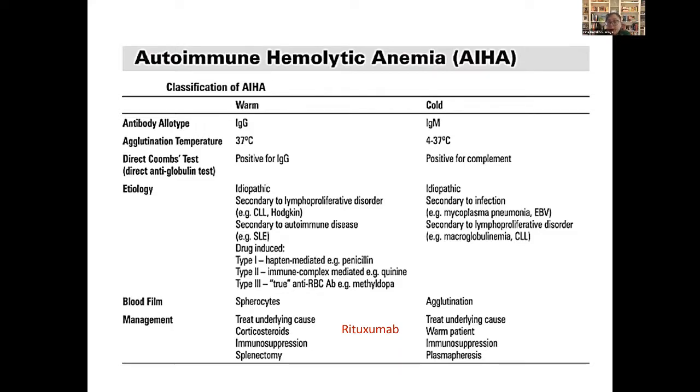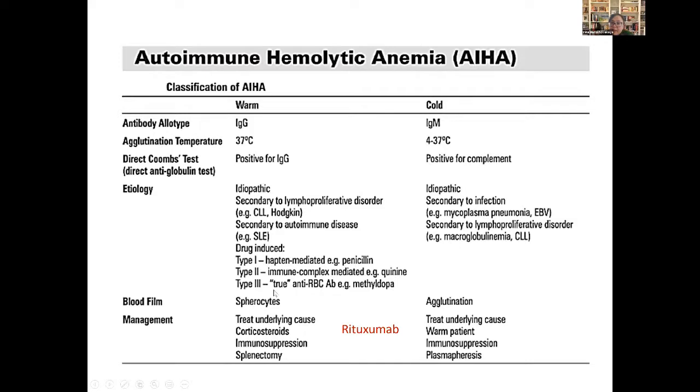And then in about, I don't know, 20% of cases, it's secondary to lymphoproliferative disorders such as CLL or Hodgkin's disease or other non-Hodgkin's lymphomas. Lupus and other autoimmune diseases such as sarcoid can also be associated with warm autoimmune hemolytic anemia. And as I've promised before, there's a drug-induced hemolytic anemia category. In all of these cases, you get a positive direct Coombs.